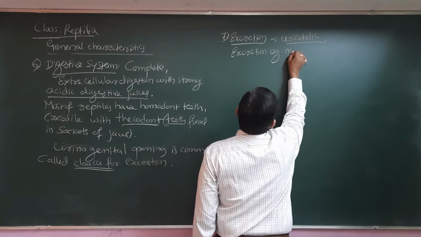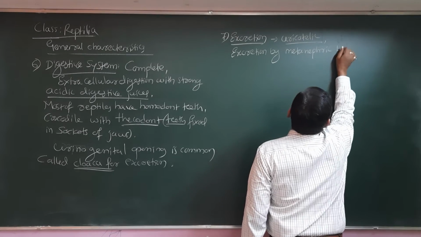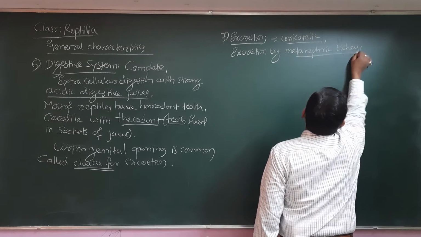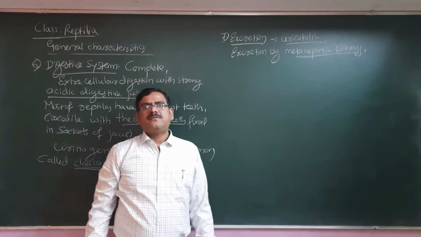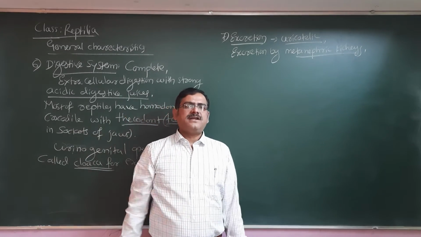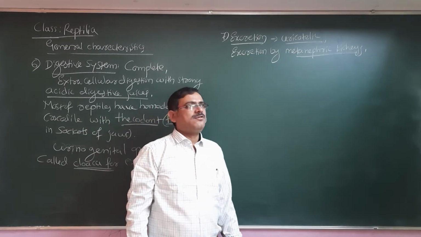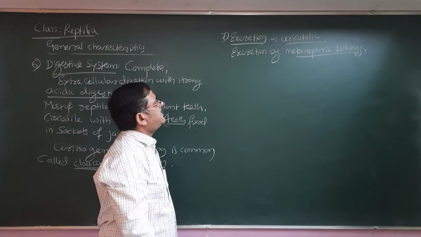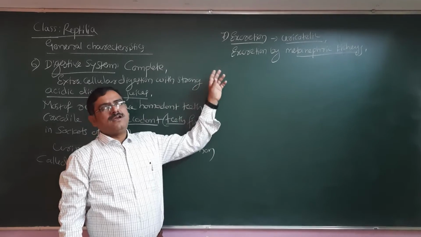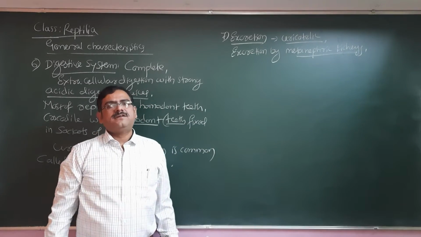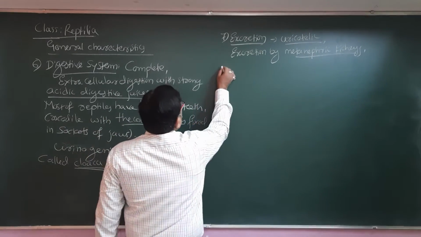Excretion is mainly by metanephric kidneys. The kidneys are strong and efficient enough to filter the blood and excrete concentrated urine, or concentrated excretory material. So they have metanephric kidneys and they are uricotelic. That is the mode of excretion in reptiles.